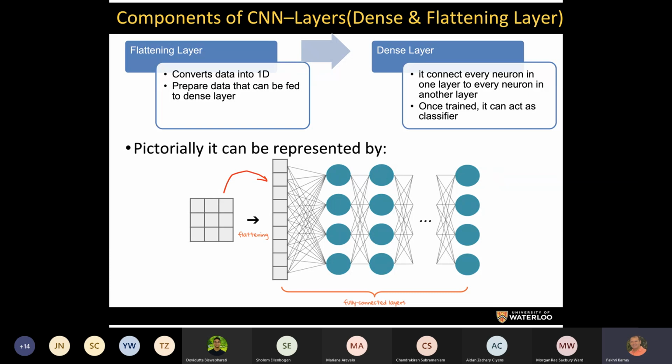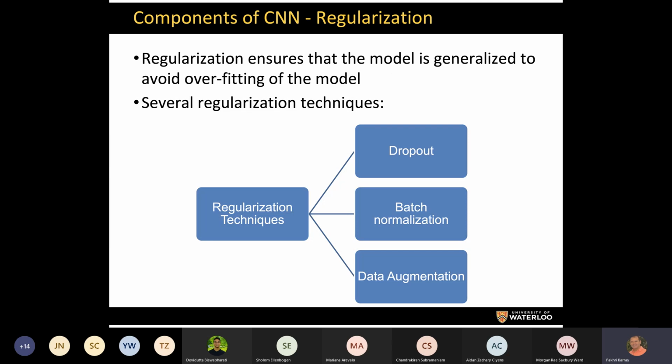And the fully connected layer here is every neuron in one layer connected to every neuron in another layer. This is what is known as fully connected layers for the system. Okay, so that's what I wanted to mention.